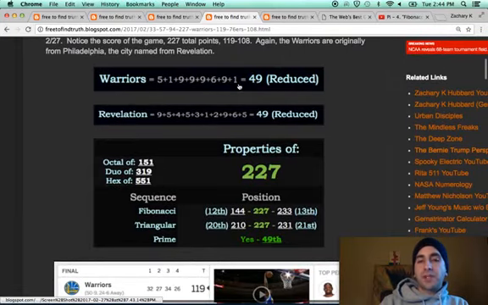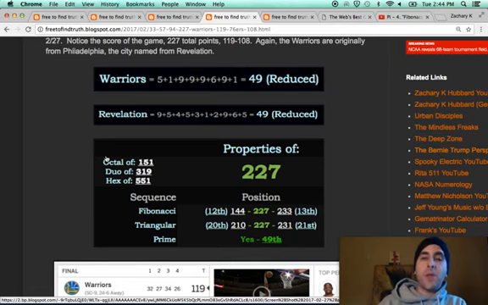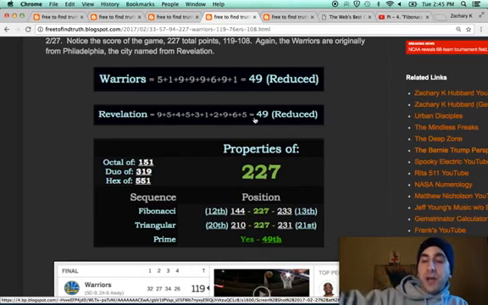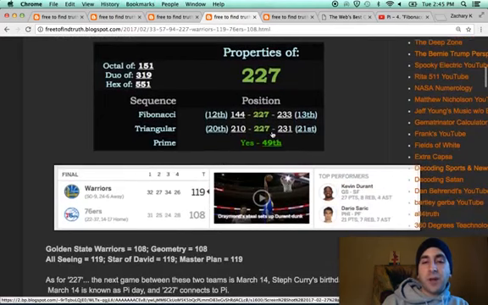The name Warriors in Gematria sums to 49, just like Revelation. And the city Philadelphia gets its name from Revelation, the final book of the Bible. The number 227, remember 22 divided by 7 gives us pi. 227 is the 49th prime number. Warriors equals 49, Revelation 49, the original capital Philadelphia. You should know that Washington also equals 49, the new capital. But 227, the 49th prime.